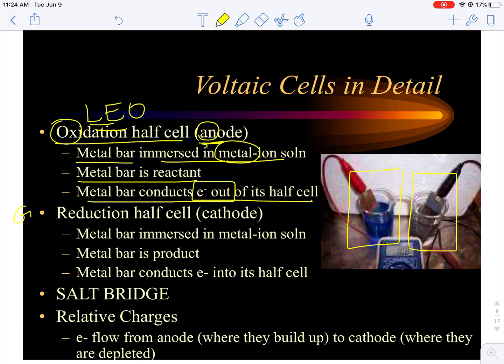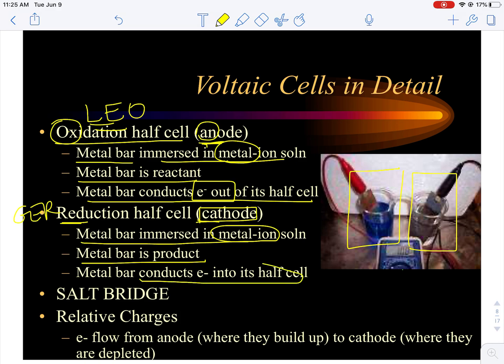Those lost electrons must now be gained, from the reduction. And we know that reduction is always going to take place at the metal bar called the cathode because of red cat. Again, that metal bar will be immersed in its own metal ion solution. The metal bar will be the product, and it's going to get those electrons and conduct them into its half cell. The component that connects the two beakers is called the salt bridge, and we're going to take notes about that in the next slide.